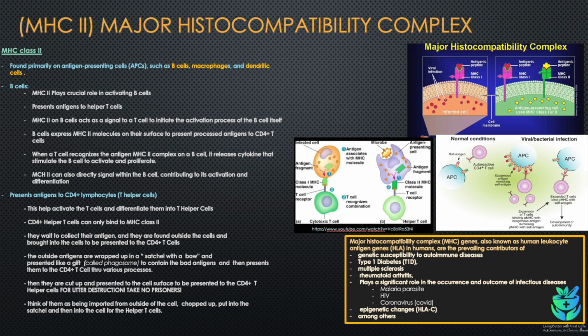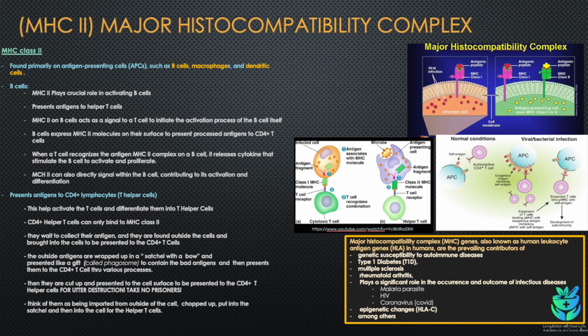B cells express MHC2 molecules on their surfaces to present processed antigens to the CD4 plus T cells. Remember, the B cells are triggering the T helper cells. And when a T cell recognizes the antigen on the MHC2 complex on a B cell, it releases cytokines that stimulate the B cell to activate and proliferate. The MHC2 can also directly signal within the B cell. So the MHC2 directly contributes to the B cell to be able to activate and differentiate to what it needs to be.